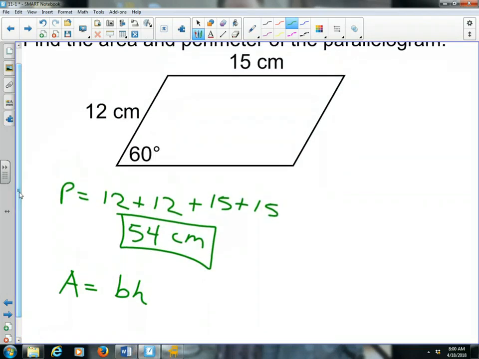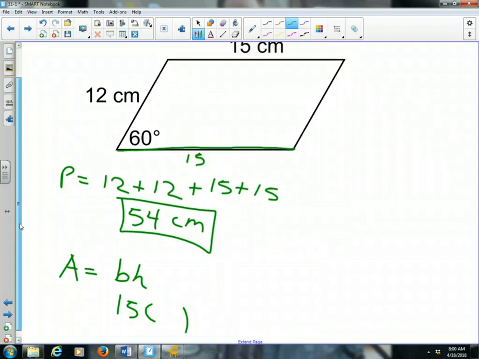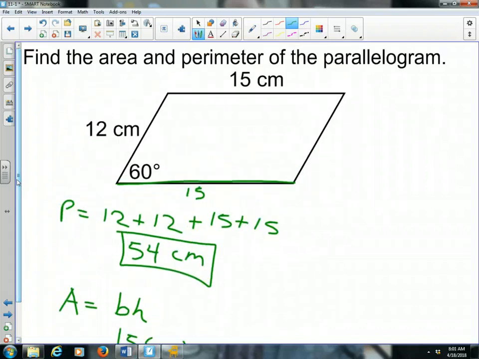So the base is, once again, this side right here, which is 15. So 15 is our base. Our height is a little bit trickier to find. It is the perpendicular distance between the 2 parallel sides. So this right there. Now what do we have, everybody?